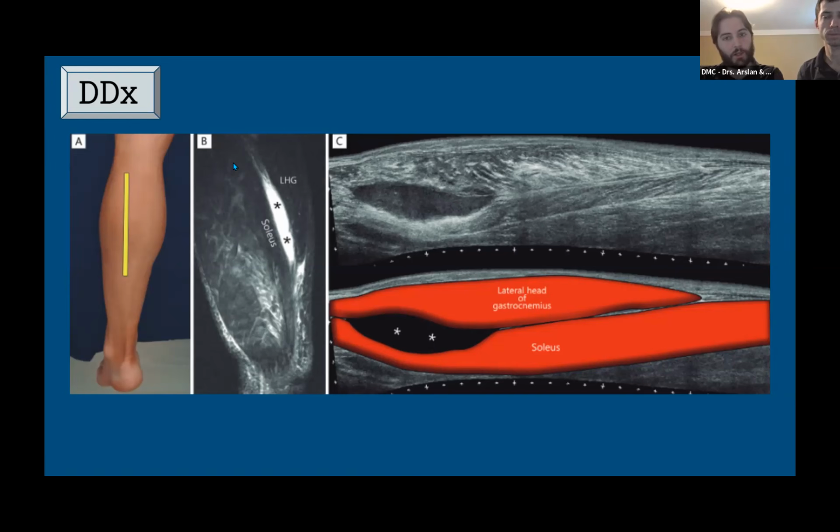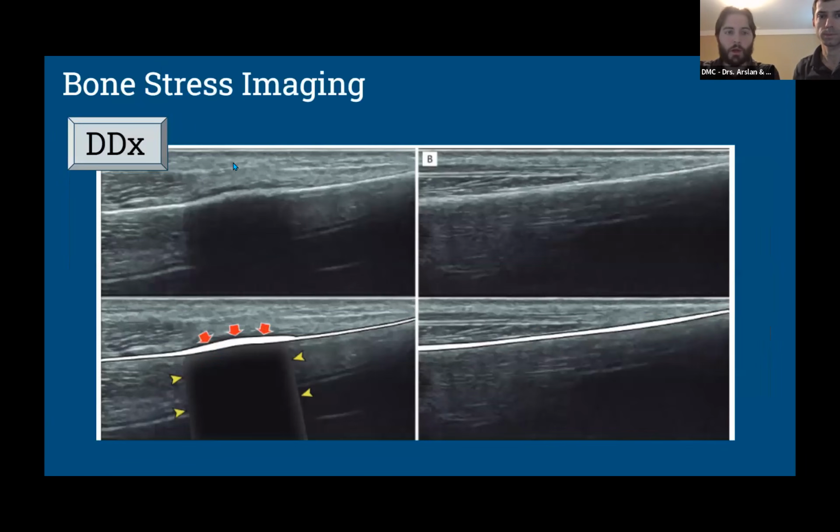For more information and a greater, deeper dive on plantaris tendon injuries, I'd refer you to the excellent lecture given by Dr. Weiss about 2 weeks ago on plantaris tendinopathies. Another differential we included was a bone stress injury, and this is what this can look like on ultrasound.